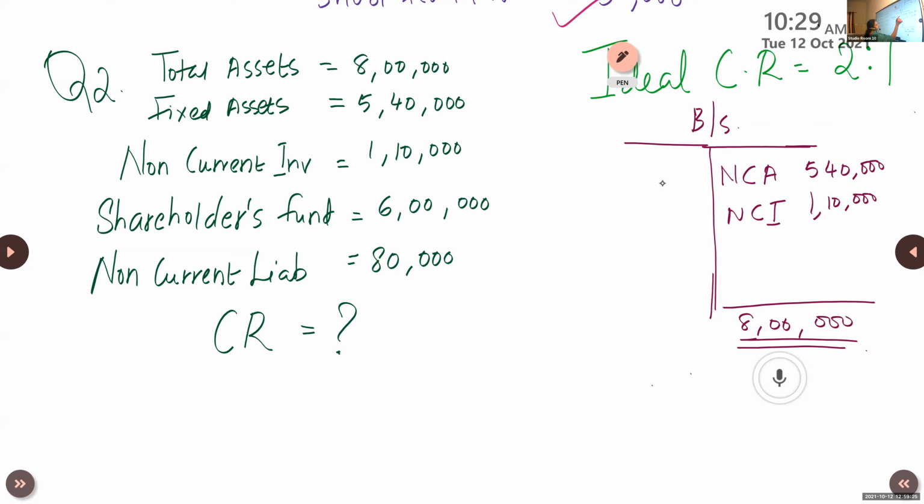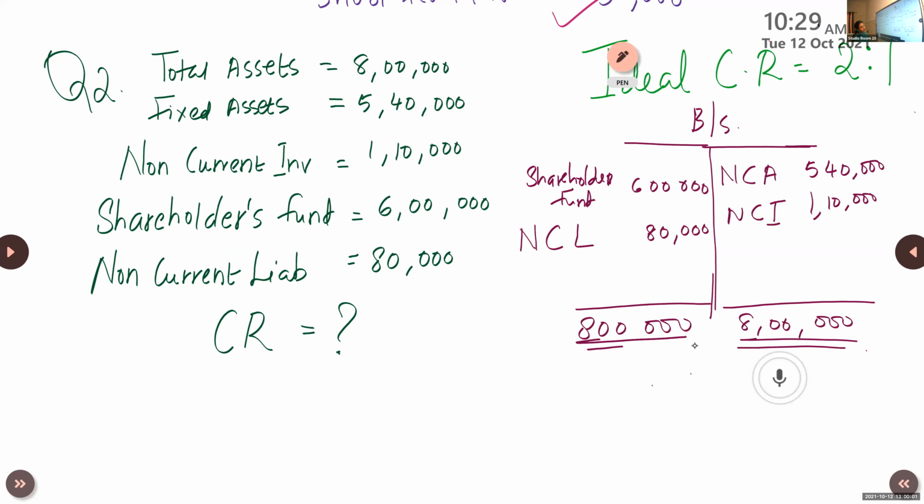6 lakh. Correct? Then what else? Reserves and surplus is there? No. Total asset, fixed asset. Non-current liability is given to you, 80,000. This much data is given to you. So the total asset side total is given 8 lakh, and that itself is the total of liability also. So we have the totals.